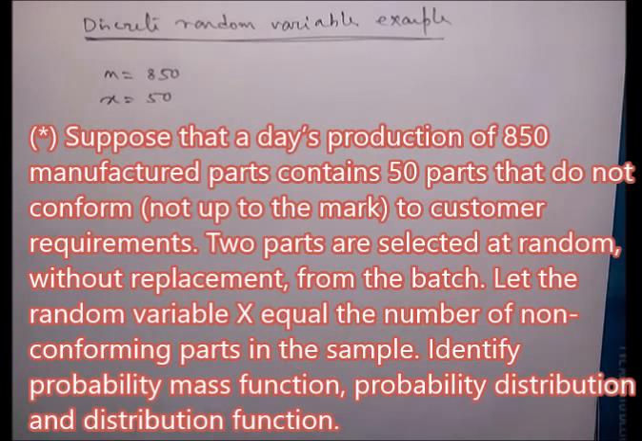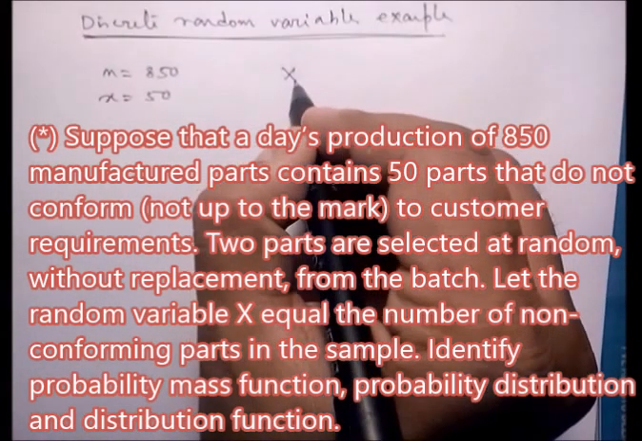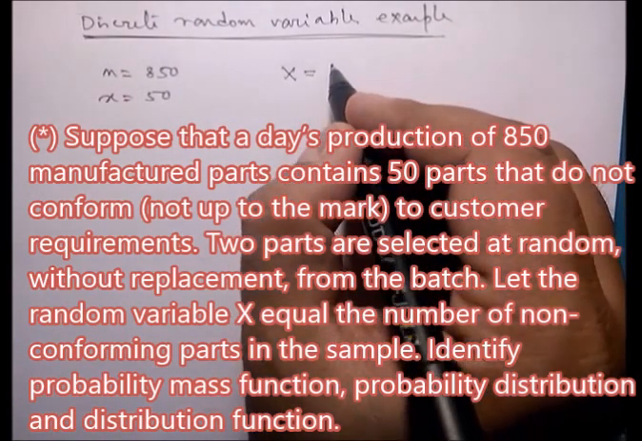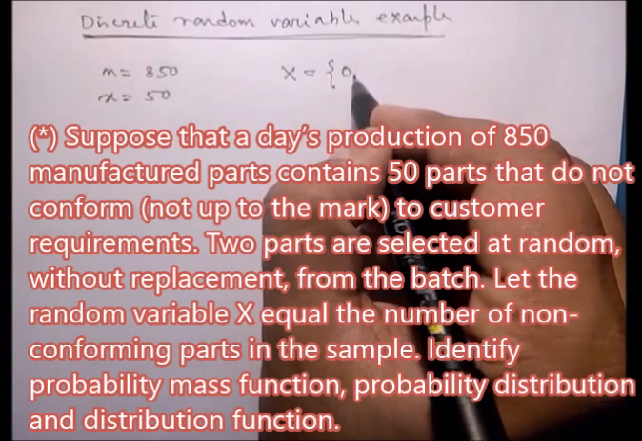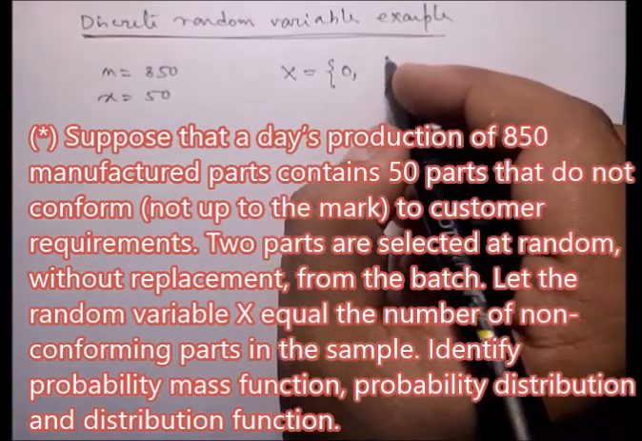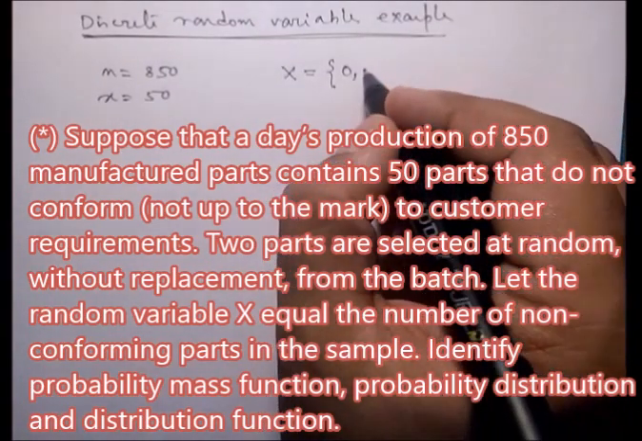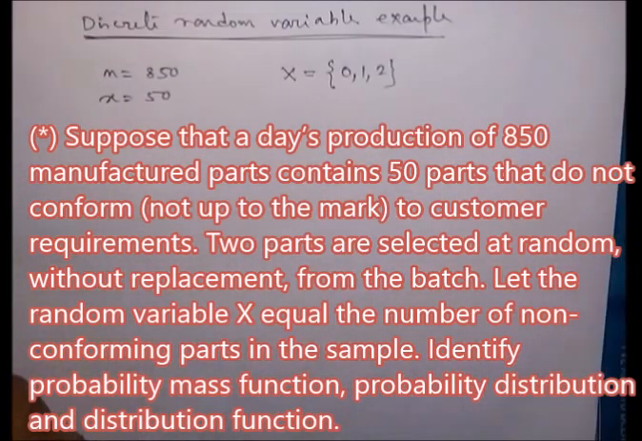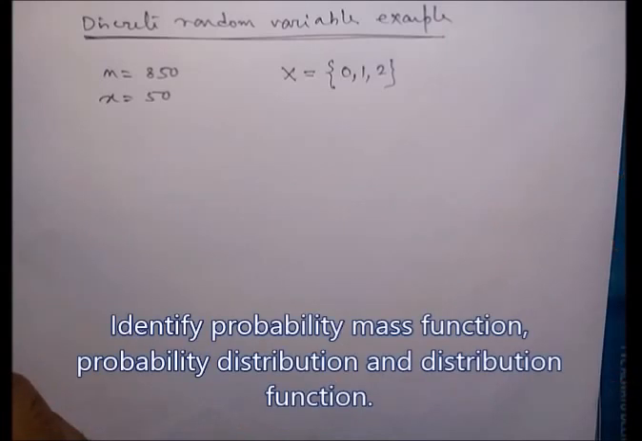Two parts are selected at random without replacement from the batch. Let the random variable X equal the number of non-conforming parts in the sample. Now the total number of samples is 2, so there may be no bad product, one bad product, or two bad products. Identify the probability mass function, probability distribution and distribution function.